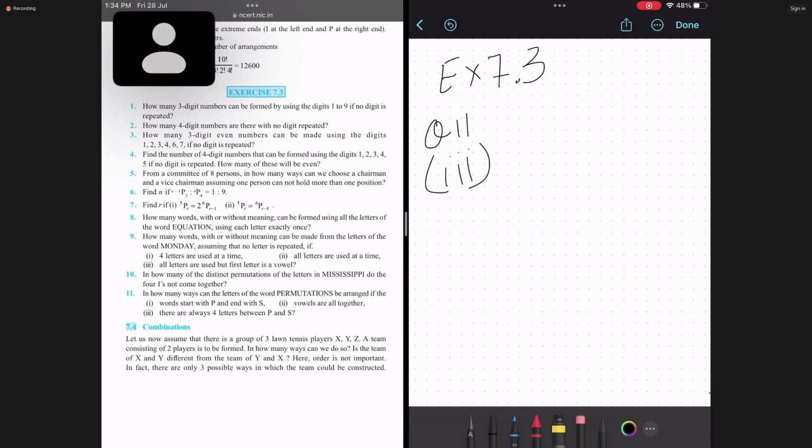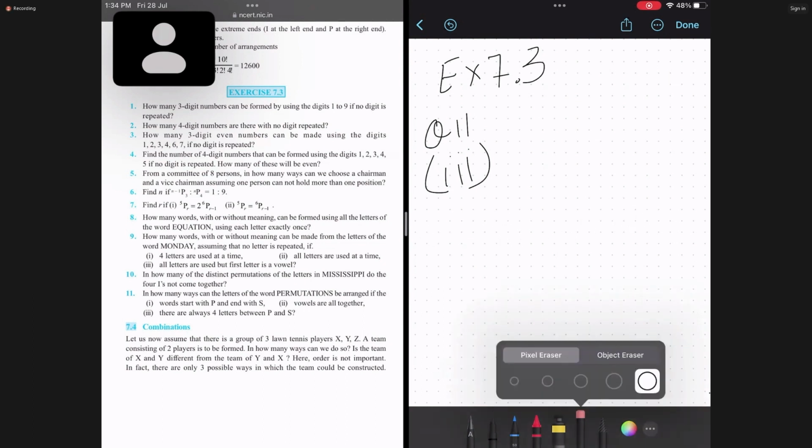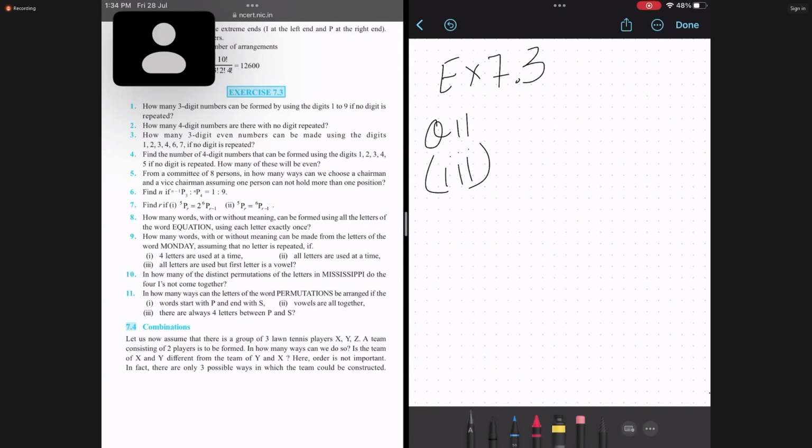We need to calculate the number of ways the letters of permutation can be arranged if there are always 4 letters between P and S, right? So imagine this: 1, 2, 3, 4, 5, 6, 7, 8. Let me not do this, it will be very tedious. There are 12 places that we have to fill, right? For these permutations, there are 12 distinct places to fill.